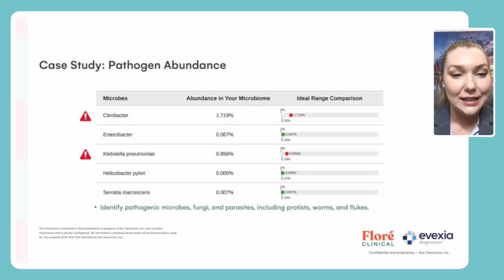Here you can see that we have multiple microbes that are abundant that are known problems. And so this Citrobacter you can see is elevated. This is the one in the first row. And you can also see that Klebsiella pneumoniae is also elevated in this patient.